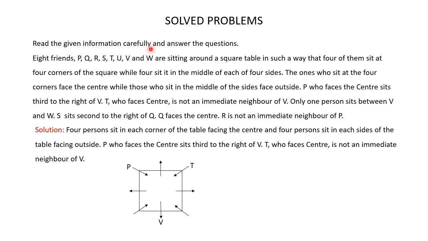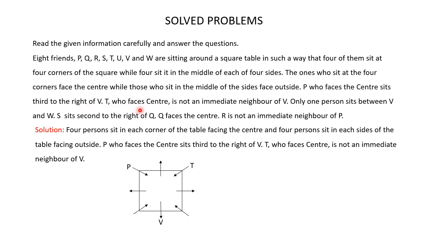Read the given information carefully and answer the questions. 8 friends P, Q, R, S, T, U, V and W are sitting around a square table in such a way that 4 of them sit at the 4 corners of the square while 4 sit in the middle of each of the 4 sides. The ones who sit at the 4 corners face the center while those who sit in the middle of the sides face outside. P, who faces the center, sits third to the right of V.